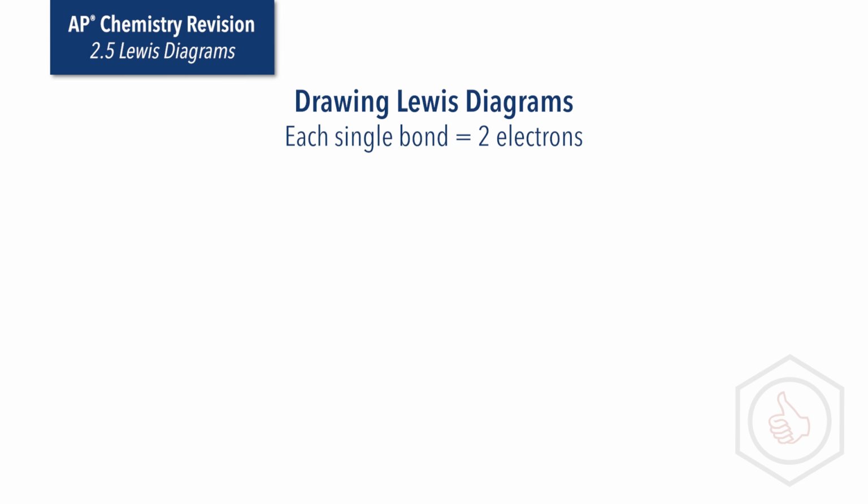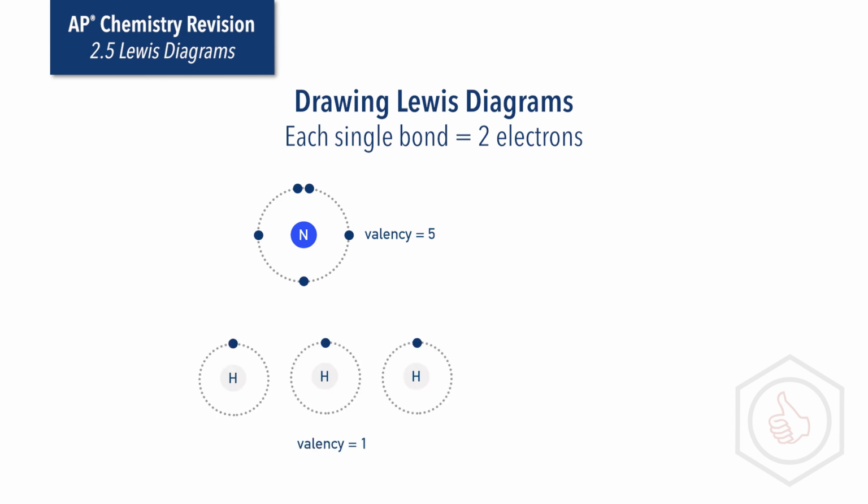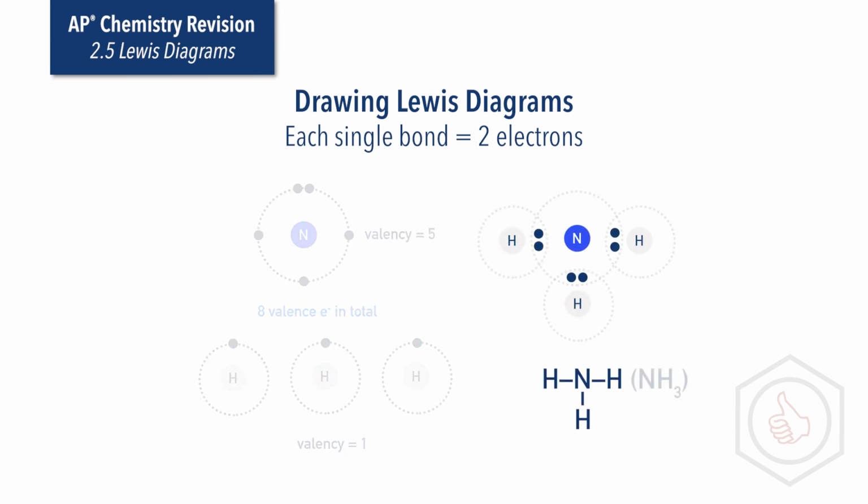So for example, with ammonia NH₃, the nitrogen atom has a valency of 5, meaning 5 electrons in its outer shell, and each hydrogen atom has a valency of 1, meaning 1 electron in its outer shell. This gives us a total of 8 electrons. We would have 3 single bonds between the nitrogen and hydrogen atoms, represented by 2 dots, and this would leave a lone pair of electrons on the nitrogen atom, shown as 2 single dots.